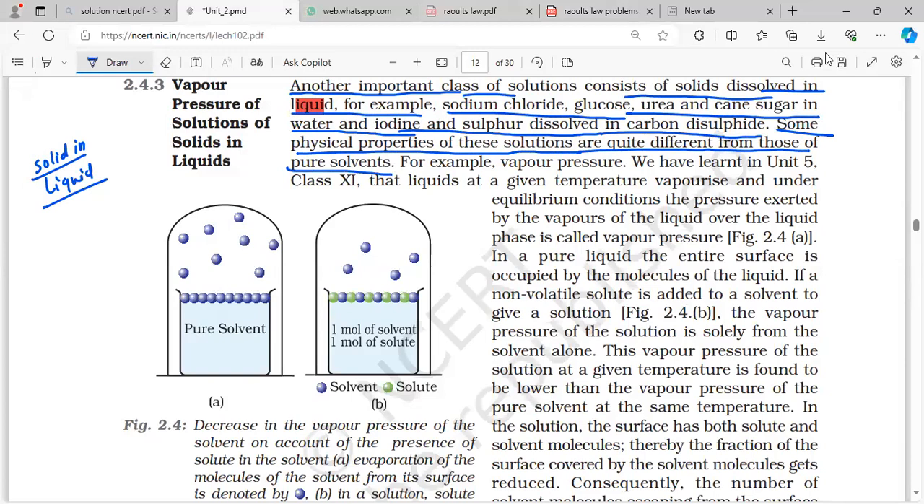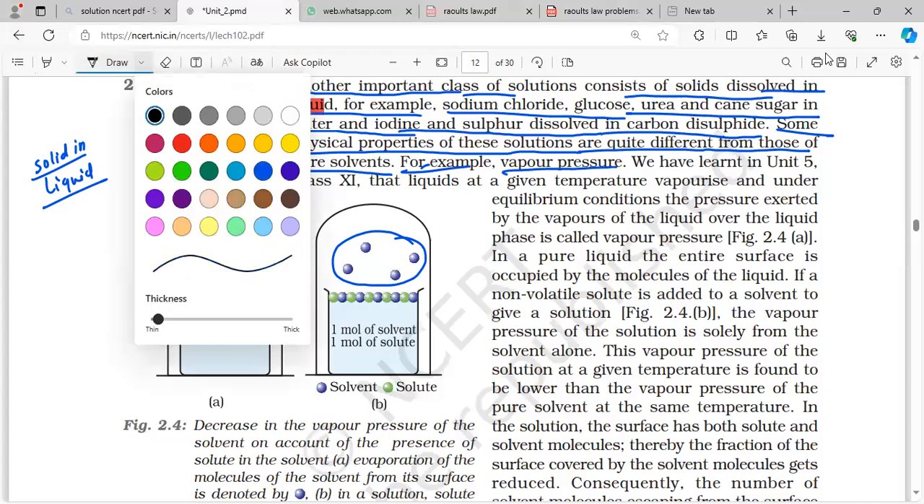If you talk about the pure solvent, the solution is different. See the vapor pressure: how many particles are there? 2, 4, 6, 8. Here, for a solid in liquid, only 4 particles. So the vapor pressure will be different. Getting this? Yes, sir. The vapor pressure will be different.